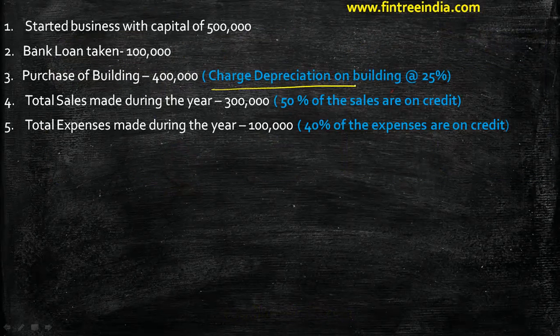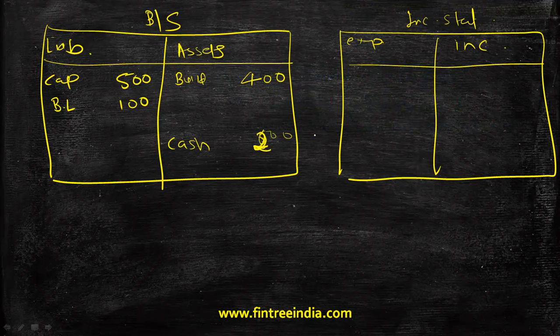So charge depreciation on building at the rate of 25%, which means 100,000. 25% of 400,000 is 100,000. Now, what we know is that depreciation is a reduction in the value of assets. We would say less depreciation of 100,000, and therefore the value of the asset would now become 300. What is the second effect? Second effect, depreciation as an expenditure. So we would simply say depreciation 100.